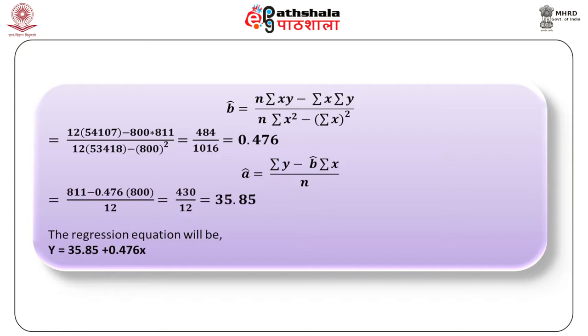The regression equation will be y equals 35.85 plus 0.476 multiplied by x. Now, for the second part, let us plot a scatter diagram in order to know the strength of relationship between x and y.